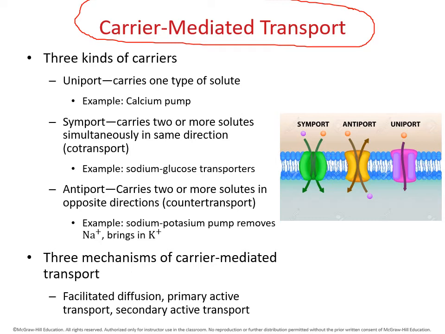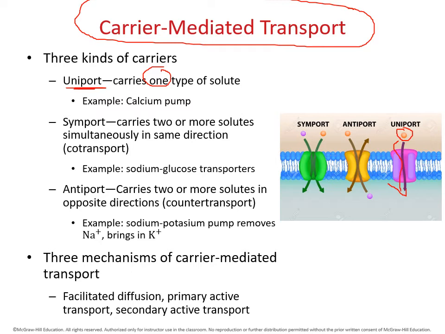Now, I've inserted a little picture for you right over here. So for those of us who are more visually inclined, we can see the difference between the different carriers. So on your left, if you're looking at a uniport, uni means one. That means that you're moving one type of solute. So you can see the little arrow is moving just one little particle, and this can be towards the inside or towards the outside of the cell, depending, of course, on what you're moving. So in this example, if you're looking at a pump that is specific for calcium, if it's only moving calcium at any time, it's called a uniport.